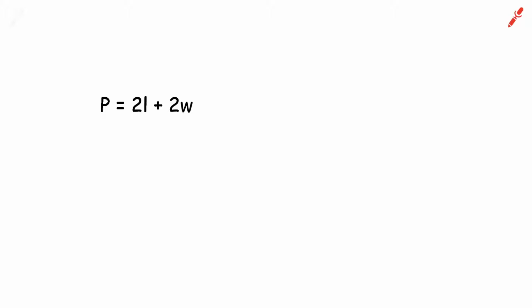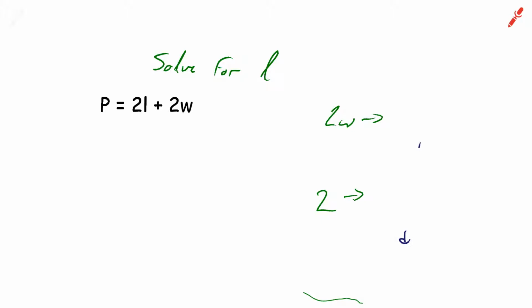P equals 2L plus 2W. I want you guys to actually go through this same concept as the last one. We're going to solve for L. I want you guys to identify what needs to move, so I'll help you out with that. It's 2W and 2. You need to tell me, how are those two attached? And then what's the opposite?